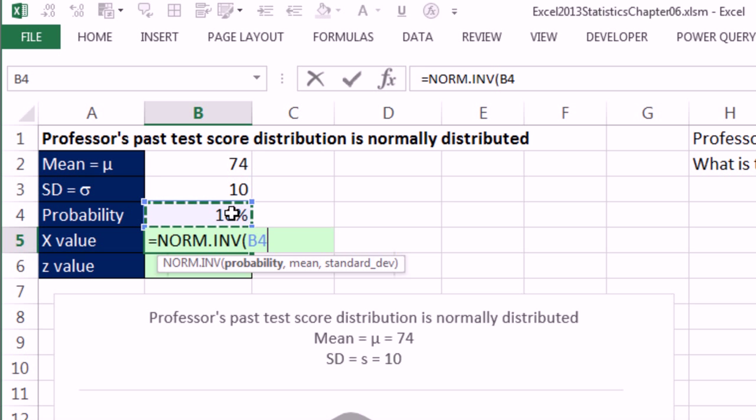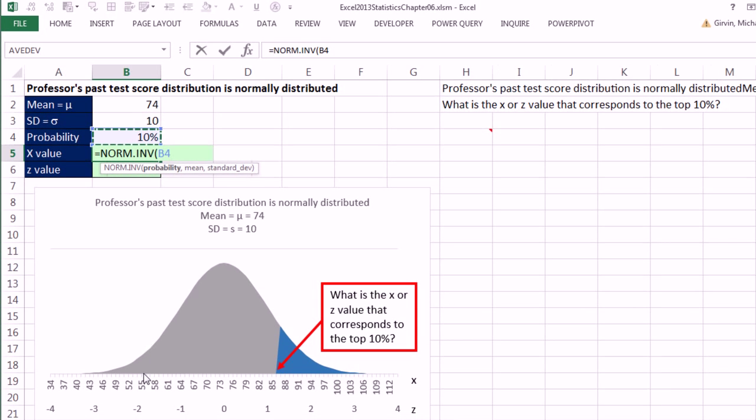Probability, if I give it just this, it'll tell me on the low end the number. That's not what I want. I want 10%, but please take 1 and subtract 10%. That'll go 90, all the way up to there. That's all the probability. That's what NORM.INV needs. It needs the cumulative probability from the low end all the way up to the particular value you're searching for, comma, the mean, comma, the standard deviation, close parentheses. Oh, I love that. Now I know the score I need to be in the top 10%.